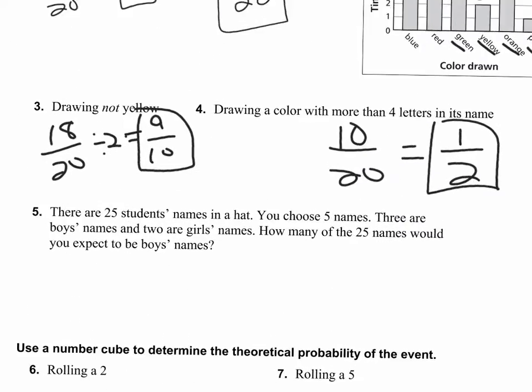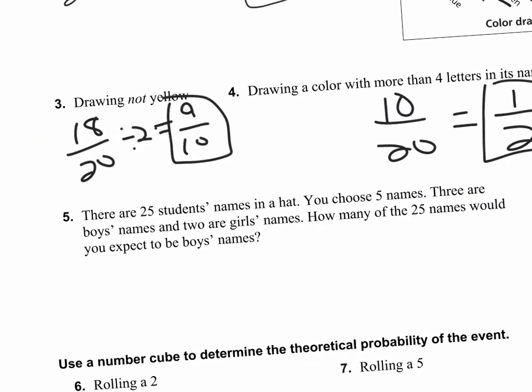Alright, now, there are 25 students' names in a hat. You choose 5 names. 3 are boys and 2 are girl names. How many of the 25 names would you expect to be boy names? So, 25 students in total, and then you chose 5 names. Out of those 5 names, 3 are boys, 2 are girls. How many of the 25 would you expect to be boy names?